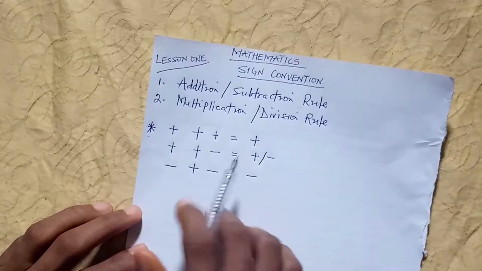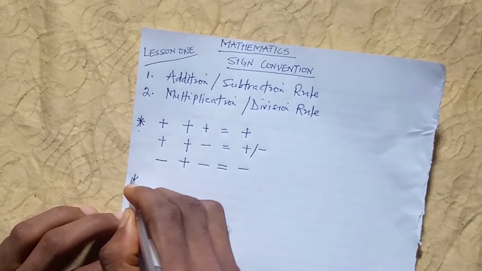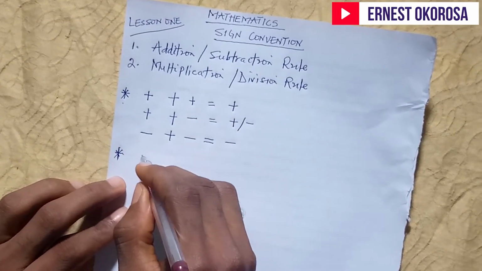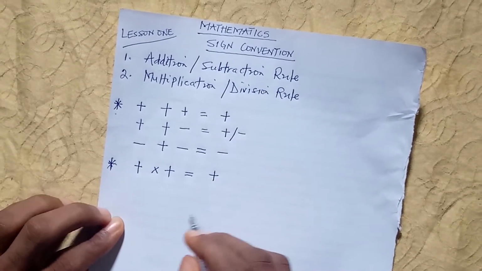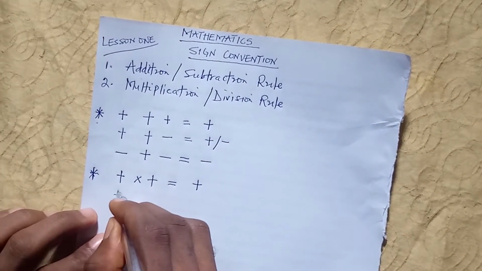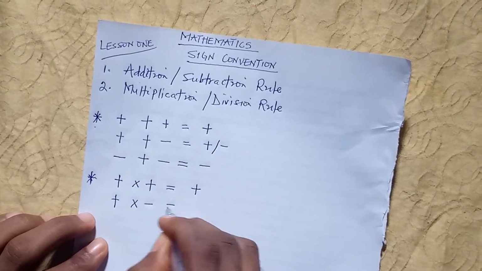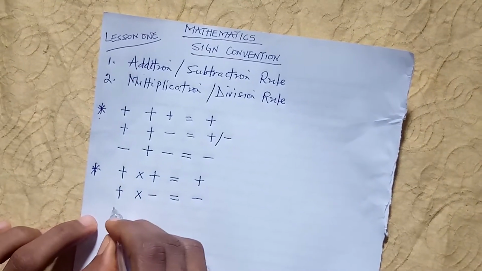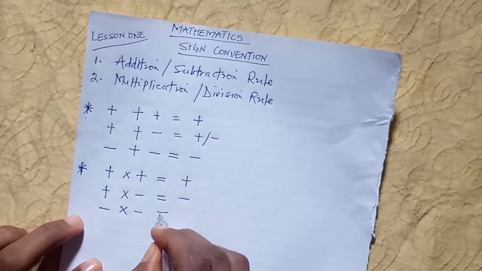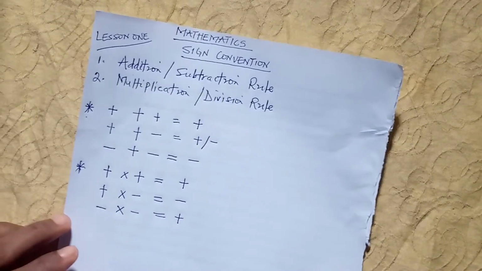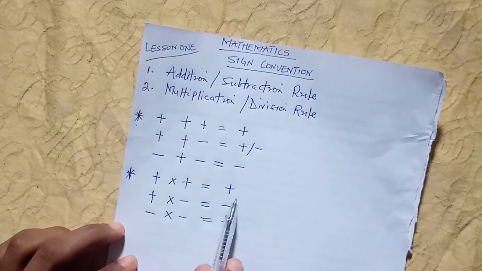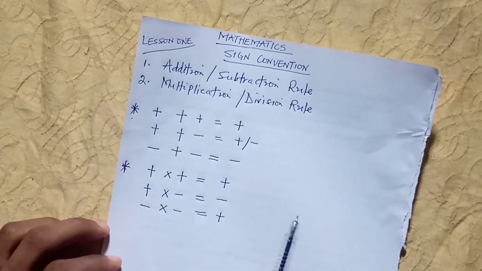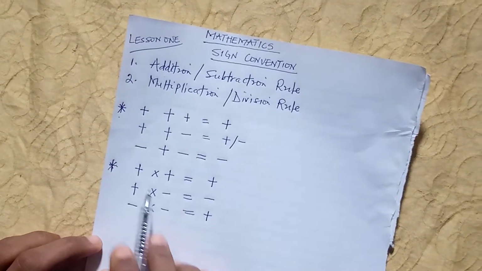Now quickly, let's look at the multiplication and division rule. As stated below, for multiplication rule, we have it that plus times plus equals plus. Also, we have plus times minus is always minus. Minus dominates. And minus times minus equals plus. Now these are the basic rules that are applicable when it comes to sign conventions. Now it is also worthy of note that the multiplication rule and the division rule are applied in the same way. So let's take note of that.